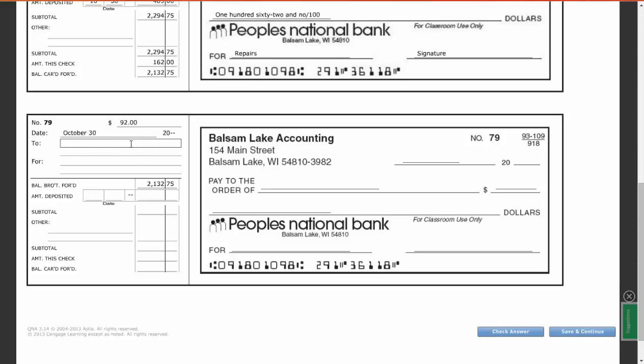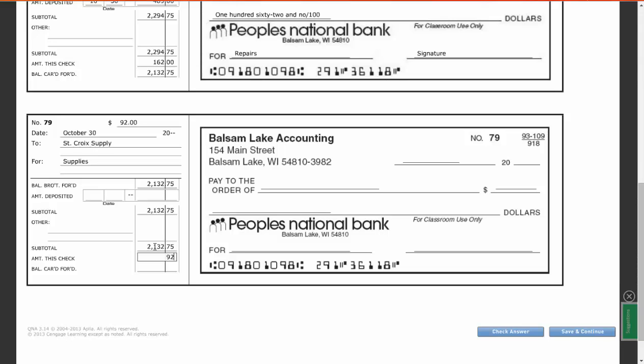It's going to be made payable to St. Croix Supply, and then it is for supplies. We have no deposit on check stub number 79, so I leave the deposit line blank. I carry down my amount brought forward to subtotal. I have nothing for the other section, so I bring that number down again. Don't leave it blank, because if you leave it blank, it will be wrong.